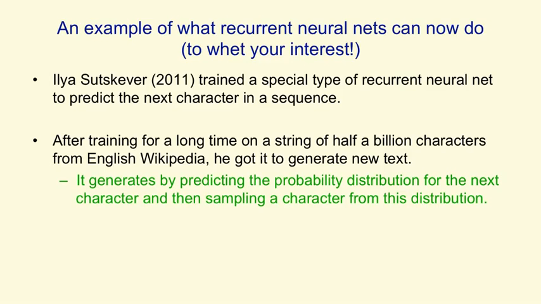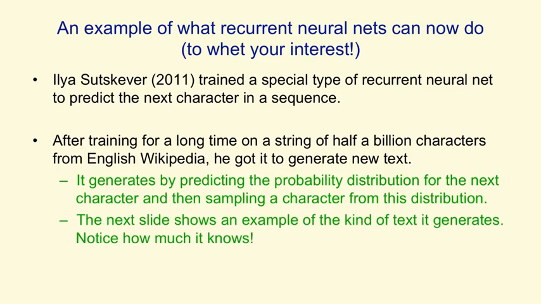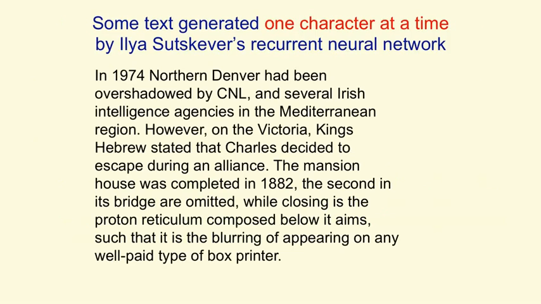But if you pick from the probability distribution, so if it says there's a 1 in 100 chance it was a Z, you pick a Z 1 time in 100, then you see much more about what it's learned. The next slide shows an example of the text that it generates. And it's interesting to notice how much is learned just by reading Wikipedia and trying to predict the next character. So remember, this text was generated one character at a time. Notice that it makes reasonably sensible sentences, and they're composed almost entirely of real English words. Occasionally it makes a non-word, but they're typically sensible words.